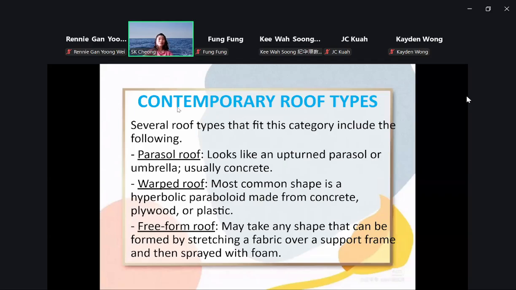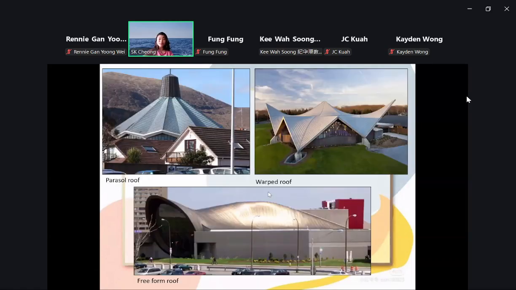All right. So contemporary roof types. Several roof types that fit this category are parasol, wide, and free form roof, which is not so common in our country. So just for your knowledge.